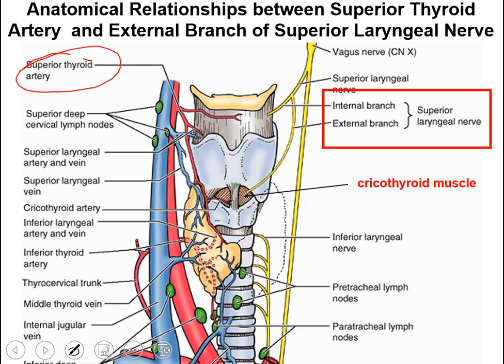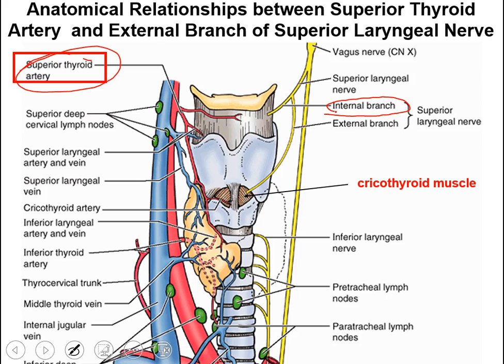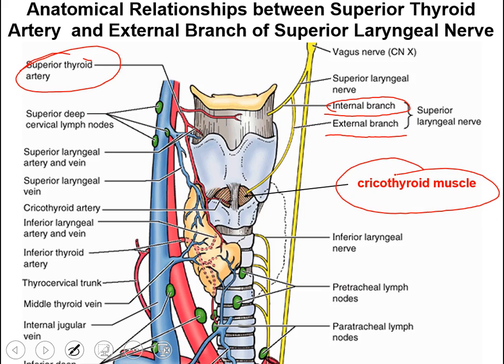The internal branch provides somatic sensory innervation to the larynx above the vocal cords, the epiglottis, and the vallecula of the tongue. The external branch innervates the cricothyroid muscle and part of the inferior pharyngeal constrictor muscle. Remember very well that the cricothyroid muscle is responsible for increased tension of the voice cord.